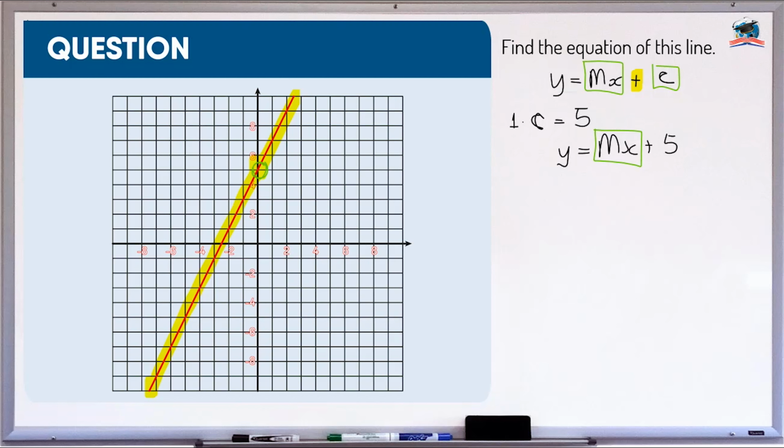Good. Now our mx is the gradient. Let's write it out. So that's going to be the second part. We are looking for mx. What is our mx? Mx is the same thing as the gradient, which is the slope, gradient. So that's gradient. Now, let's look at our gradient.